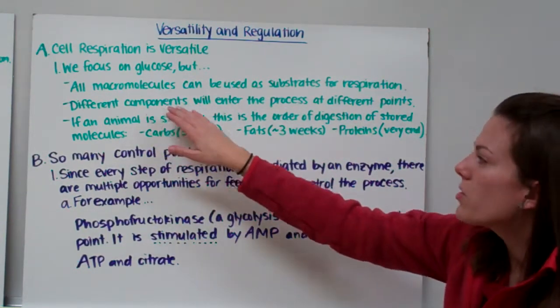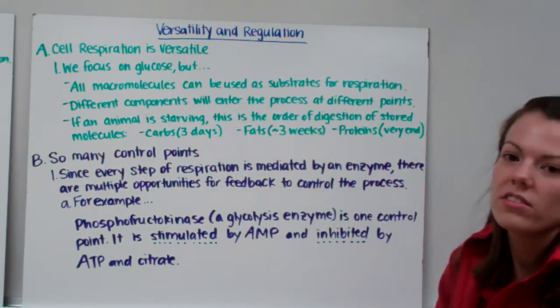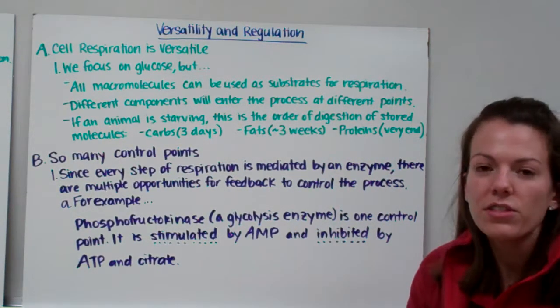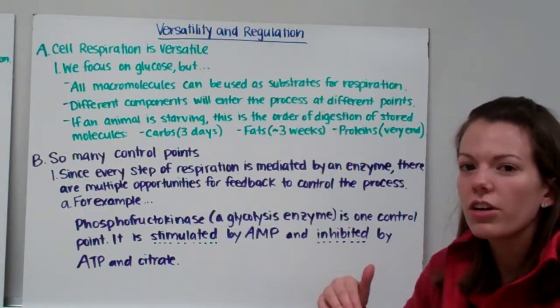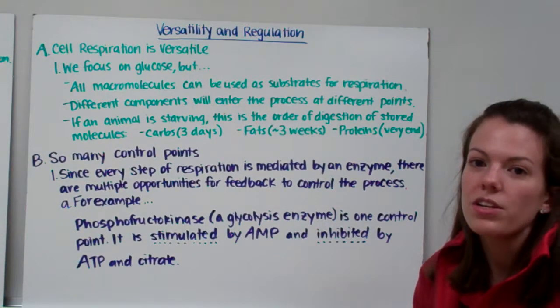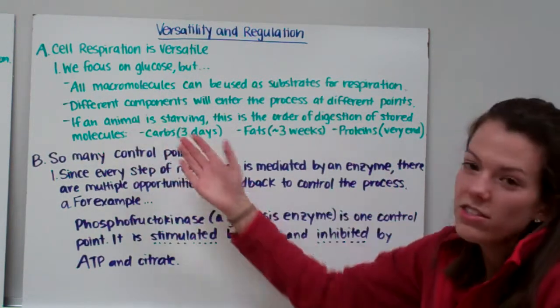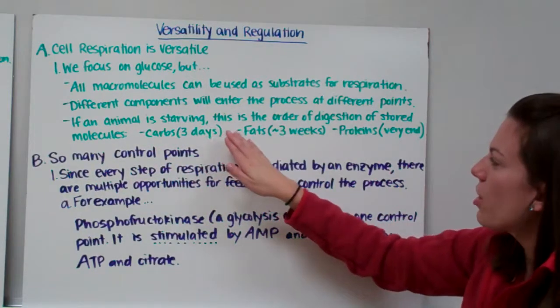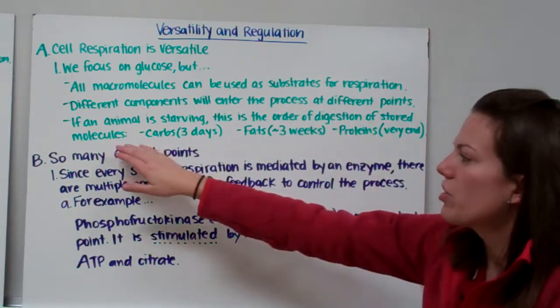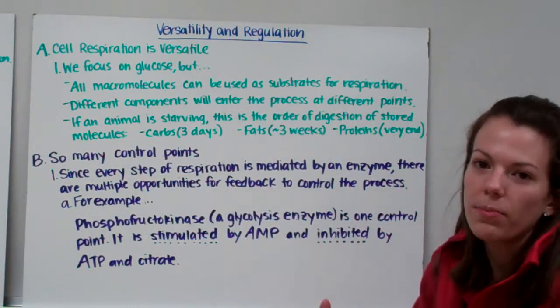But different components will enter the process at different points. Different things you eat, different molecules, will enter the process of cell respiration at different points. Now, this is just an interesting fact. If an animal is starving, this is the order of digestion of stored molecules. This is how your body breaks them down.